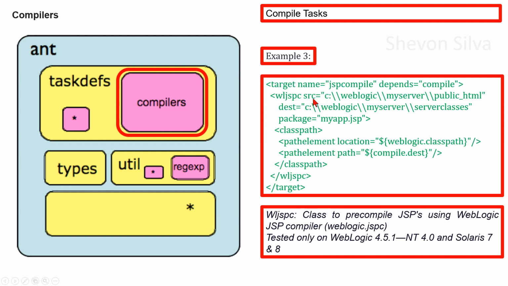Here you can see a source attribute, the root of the source tree for JSP, that is the document root for your WebLogic server. And here you can see the dest attribute, the root of the destination directory, which you have set as the working dir in the WebLogic properties. And here you can see the package attribute, the start package name under which your JSP would be compiled. Here you can see the classpath to use when compiling JSPs.